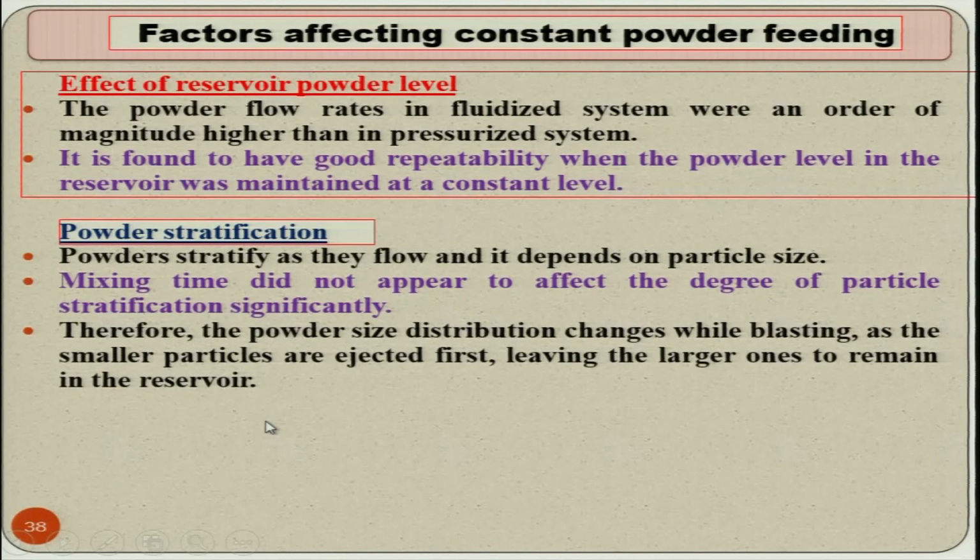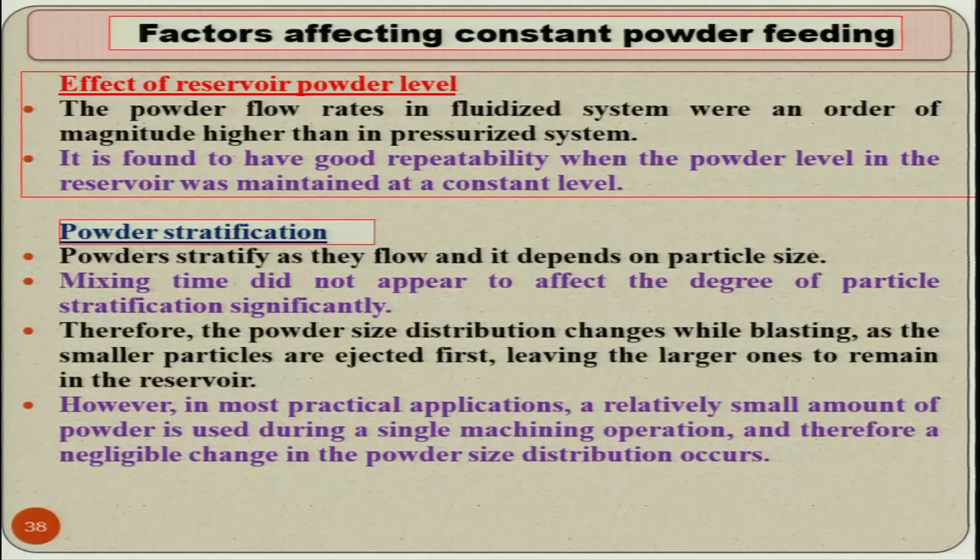Therefore, the powder size distribution changes while blasting, as the smaller particles are ejected first, leaving the larger ones to remain in the reservoir. That is why I just mentioned that the range of the powder size distribution should be as narrow as possible, so that you get uniform abrasive mass flow rate. However, in most practical applications, a relatively small amount of powder is used during a single machining operation, and therefore, a negligible change in powder size distribution occurs.